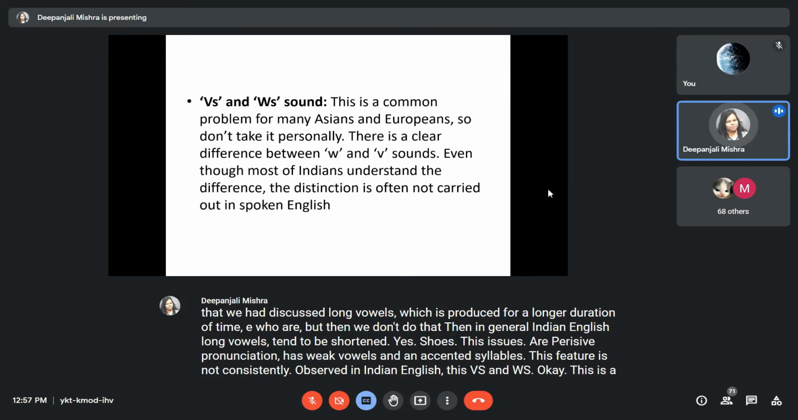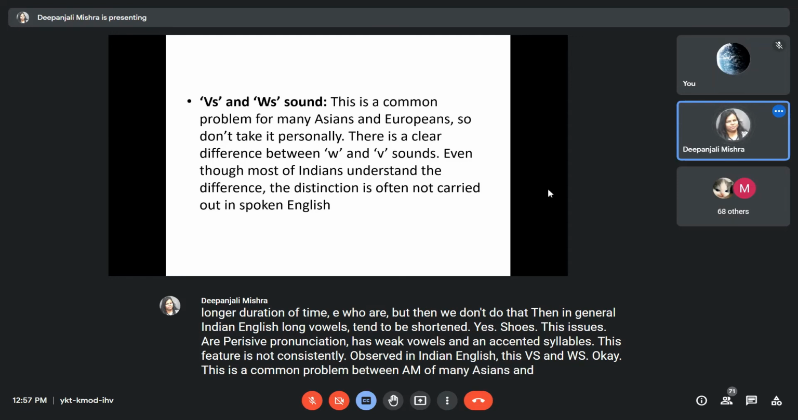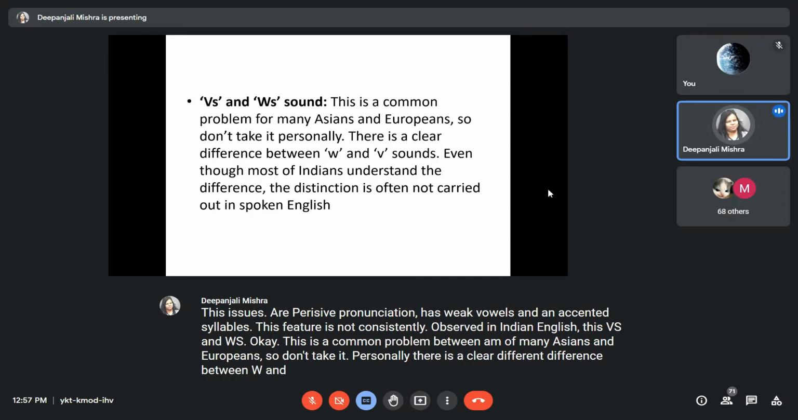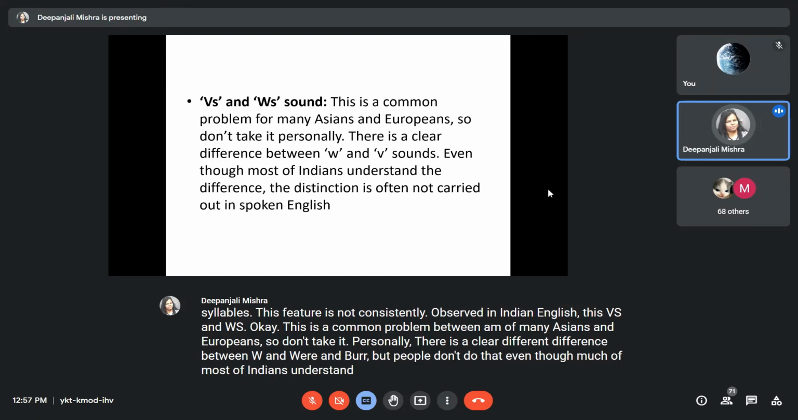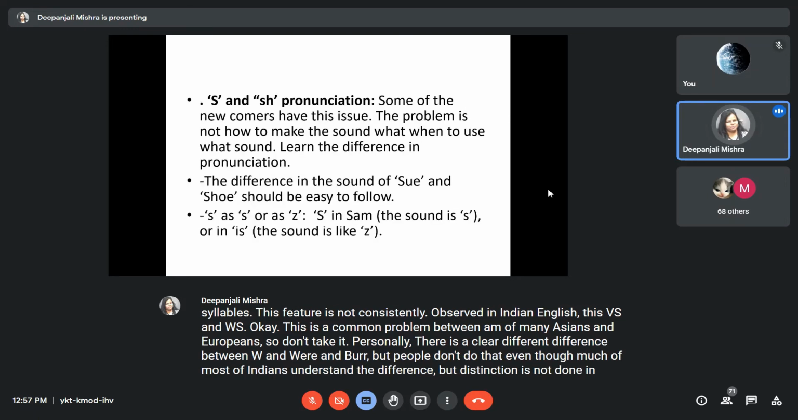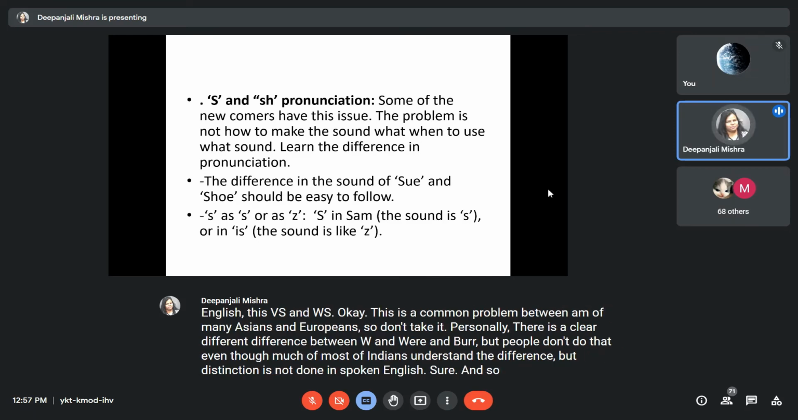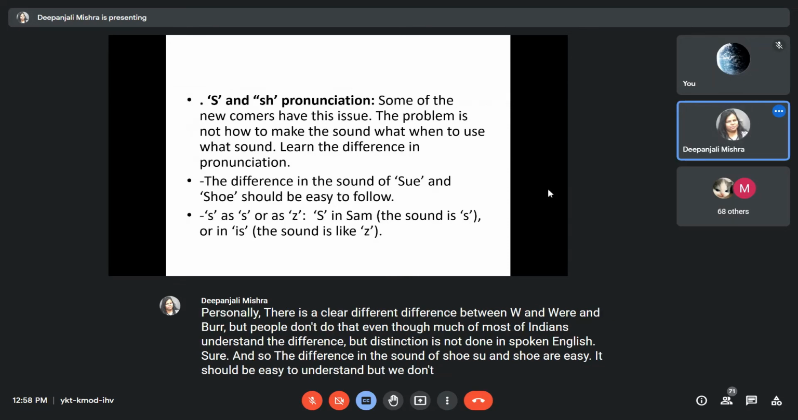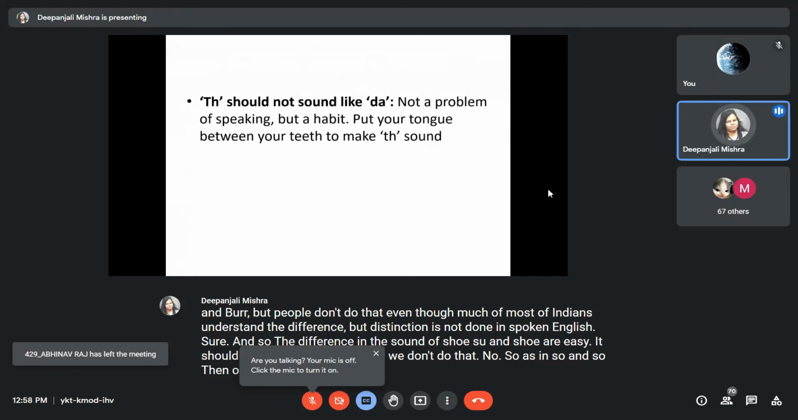This is a common problem of many Asians and Europeans, so don't take it personally. There is a clear difference between W and V and B, but people don't do that. Even though most Indians understand the difference, the distinction is not made in spoken English. Sh and s. The difference in the sound of su and shu should be easy to understand, but we don't do that. Sir as in sir and z. Then th and the should not be the same. Not a problem of speaking, but again a habit.